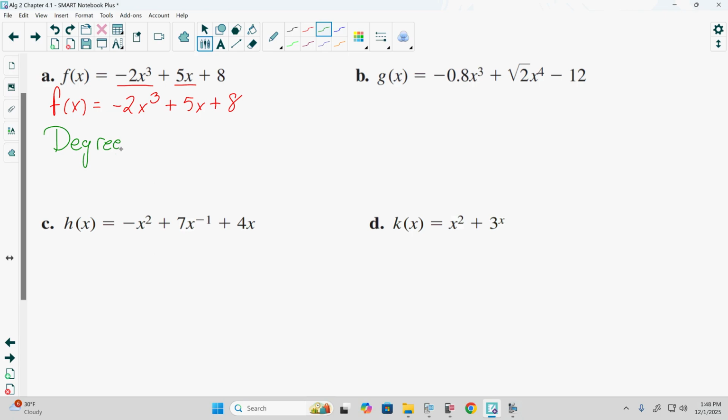Now we need to find the degree. And what would the degree for this here be? Three. Because the biggest exponent attached to a variable is 3, so the degree is 3. Now that we have the degree, we can actually tell what type it is. And the type would indeed be cubic. Because the degree is 3 and the type is cubic.